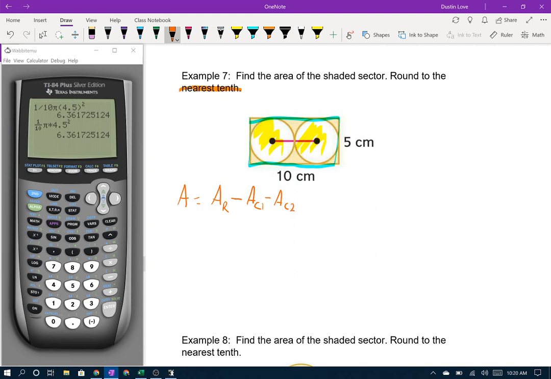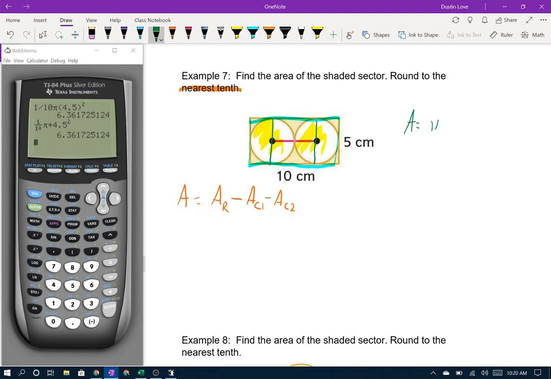But I also want to point out here that when I look at these, I notice that this diameter going across is the exact same as this diameter going across. So these two circles are going to have the exact same area. So area of circle 1 and area of circle 2 are going to be equal. Now let's go ahead and find those since we're talking about them.